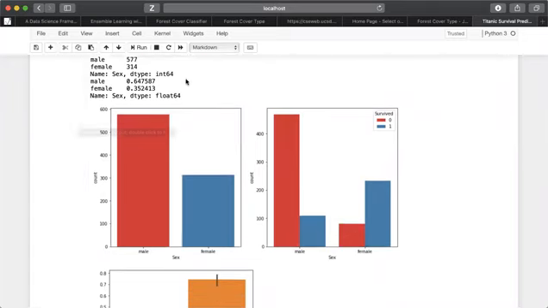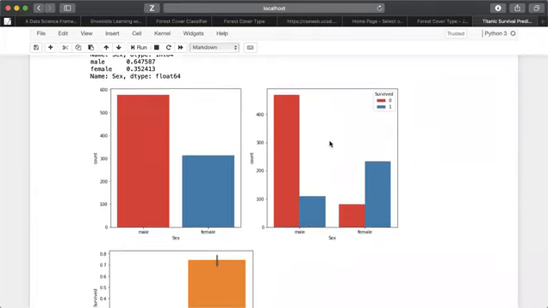So 64.75% were male and 35.24% females. The same is depicted on the topmost left plot. And when we see the same count plot with the hue of survive, which is there on the right top, we see that in the males, more than 450 males did not survive, and only around 102 to 104 males survived.